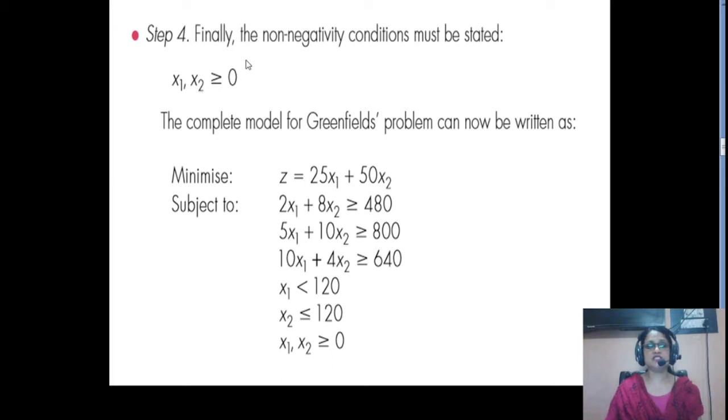Now, step 4 is checking of non-negativities. x1 and x2 should be greater than or equal to 0. Now, this is the complete mathematical model for Greenfield's problem. This will be the minimization function, and these are the various inequalities, right? So, I hope students it is clear. So, let's go ahead with the solution.